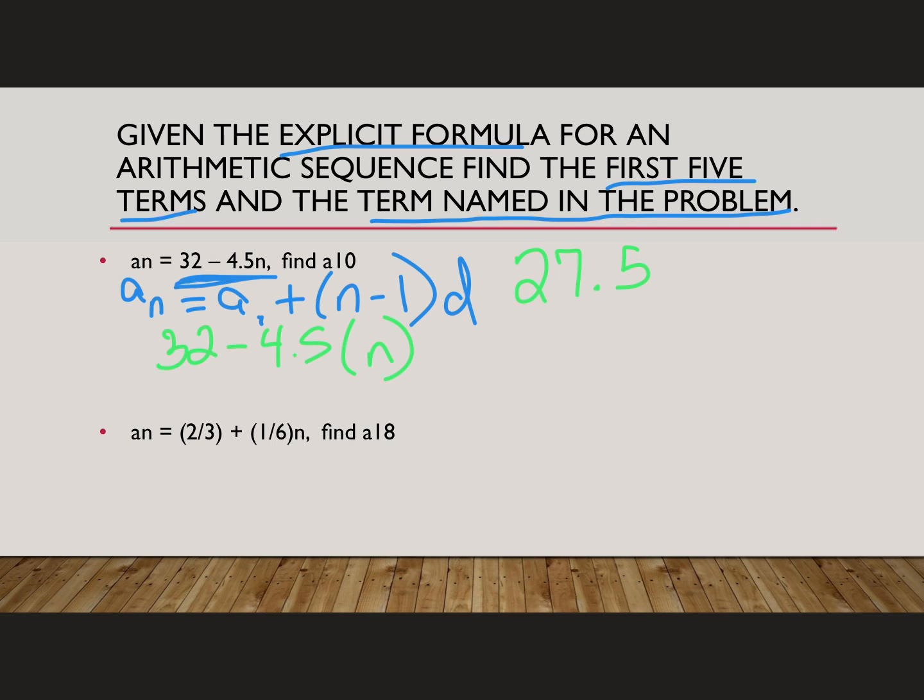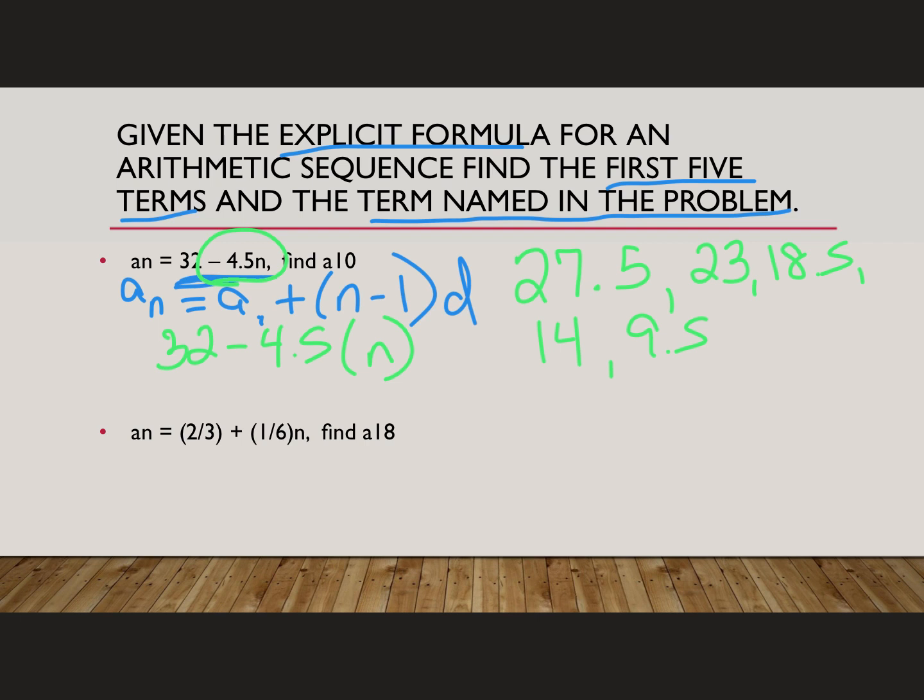Now I can keep putting in the terms, or I know that I'm subtracting 4.5 each time. So I just keep subtracting 4.5. So 27.5 minus 4.5 would give me 23. Minus 4.5 would give me 18.5. Minus 4.5 would give me 14. Minus 4.5 would give me 9.5. And there's my first 5 terms.